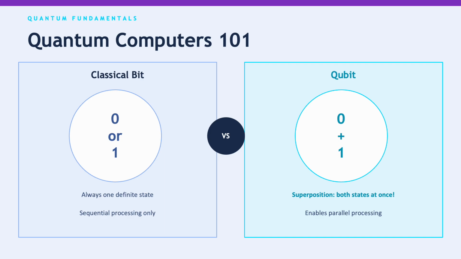This is called superposition, and it is one of the key principles of quantum physics. Because qubits can hold multiple states at once, a quantum computer can process many possibilities simultaneously. It is like being able to check multiple items at the same time instead of one at a time. This is a fundamental reason why quantum computers can be so much faster for certain tasks.